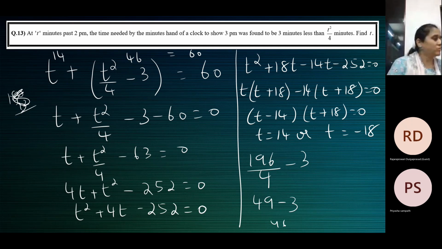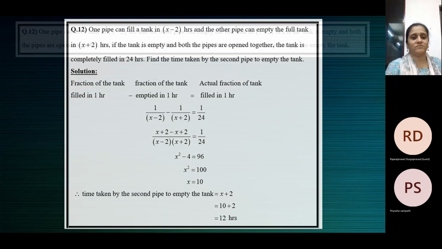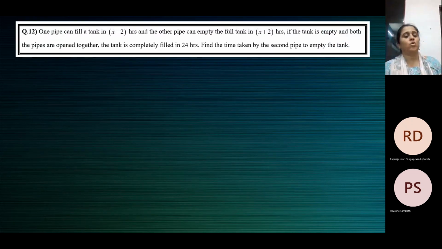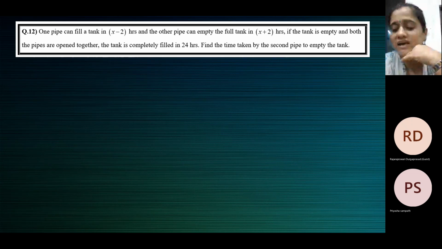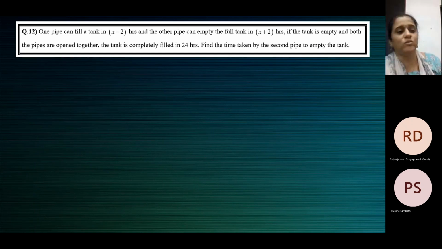What's the other question? 1, 5. Question number 12. I think I gave you these two questions in the last class. We did not see the final answer. So now what we saw, t is equal to 14. That is the answer to one of the two questions. This is the other one.